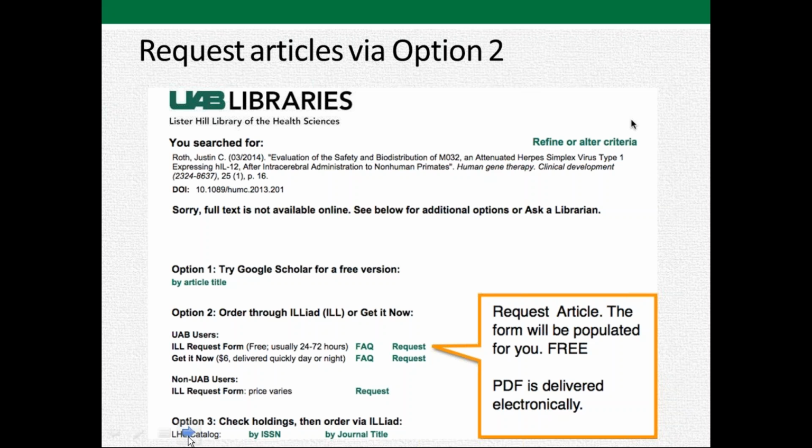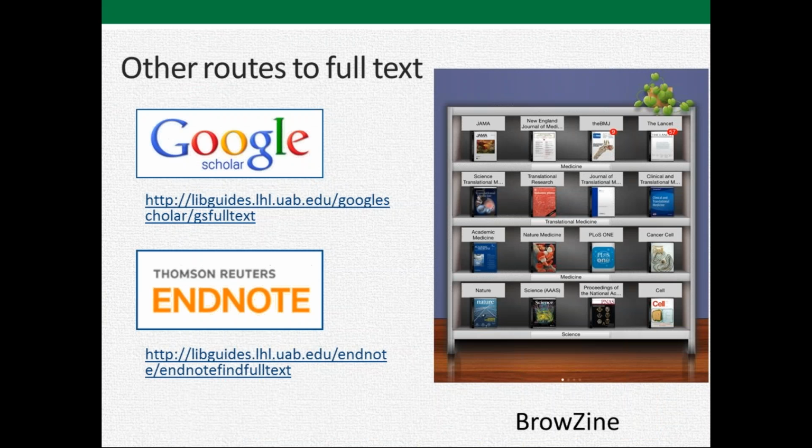But if not, be sure to take advantage of the interlibrary loan service under option two, and it's free to you. It's very quick. It's usually within a day or two, and they'll send you the PDF. Okay, so that's a good service to keep in mind. It's available to you as UAB affiliates, and I'm sure Tulane also has that as well.